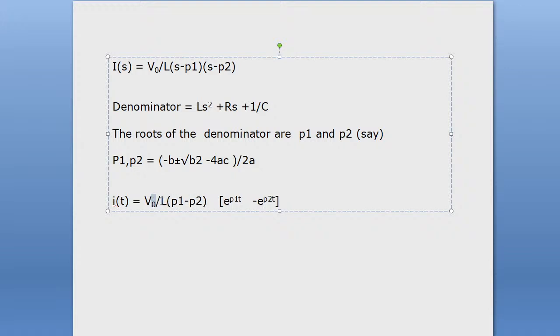So this is the response of the second order circuit, consisting of resistance, capacitance and inductance. So I of t equals V naught by L into P1 minus P2 into e to the power P1 t minus e to the power P2 t. Okay, any doubt? Okay, thank you everyone.